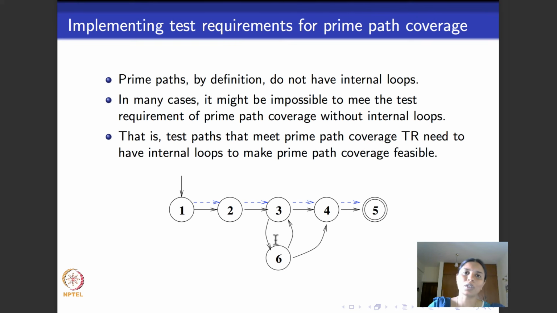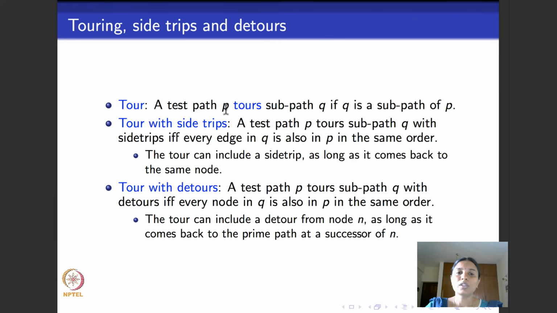So how do we get over this? We get over this by using a notion of a side trip and a detour. So we'll see what they are. So what is a tour? Tour I introduced to you in the last module when we looked at graphs. A test path tours a subpath if Q is a subpath of the overall test path. So what is a tour with a side trip? A tour with a side trip is the following. A test path P tours a subpath Q with side trips if every edge of Q is also in P in the same order.